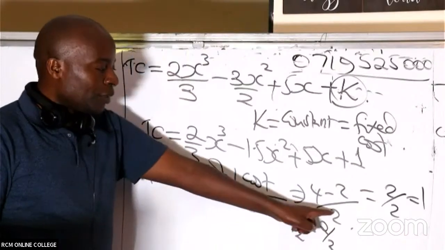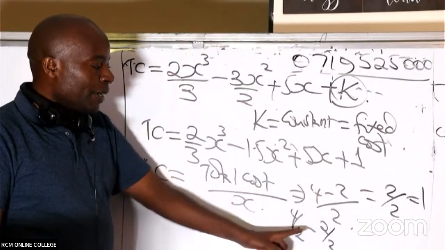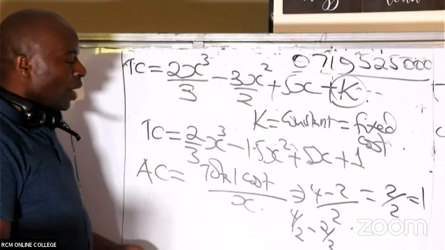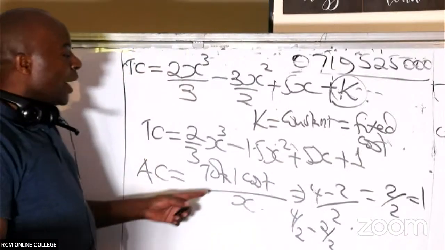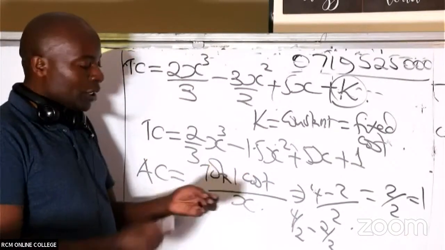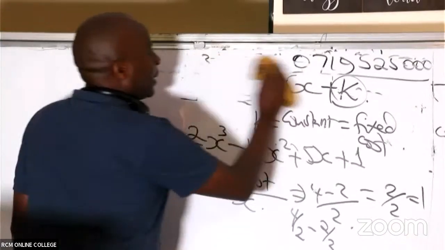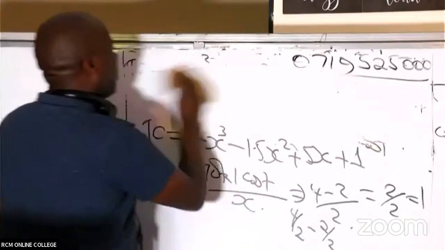You can use distributive law. You're distributing this here. So 4 divided by 2 is 2, minus 1. 2 minus 1 gives me 1. So I can as well go ahead and distribute this X to each of those terms, and that is what I'm going to do just in a minute. They wanted me to give them average cost.